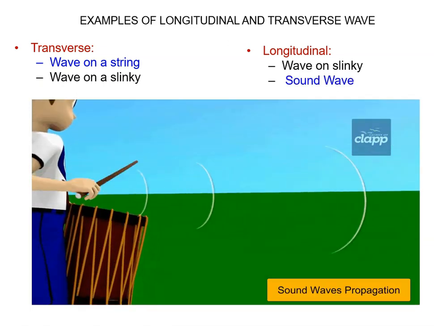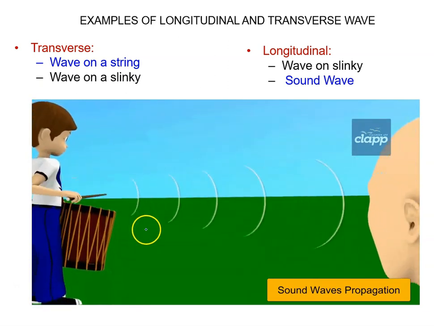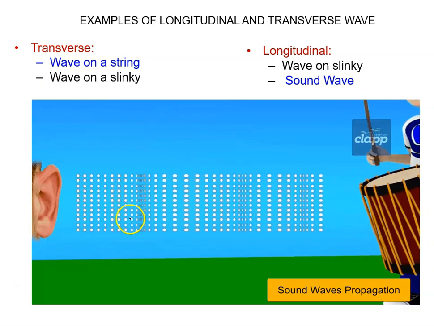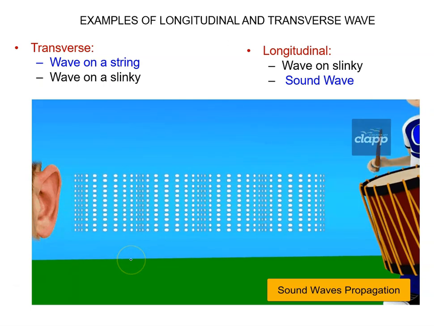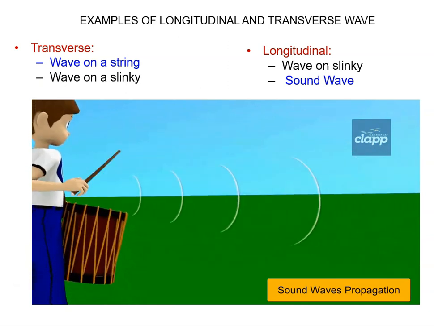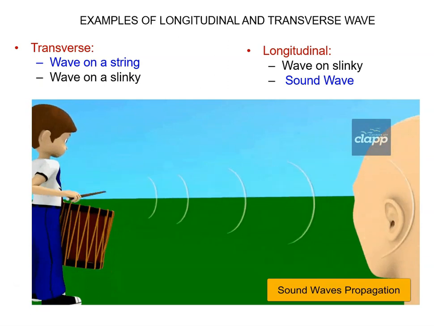Sound wave is the longitudinal wave. As we beat the drum, particles of the medium vibrate and vibration reaches to the ear in the form of the compression rarefaction. Somewhere the particles of the air come closer, that is the compression, and somewhere the particles of the air go far away, that is known as the rarefaction. So sound wave is an example of the longitudinal wave.